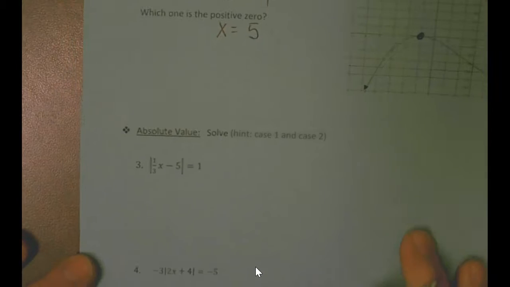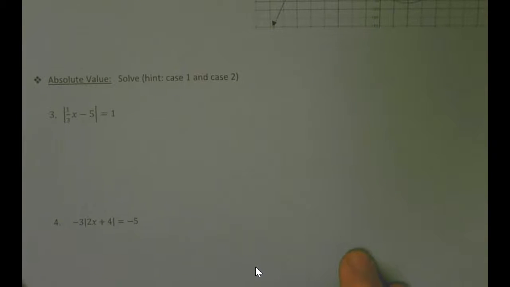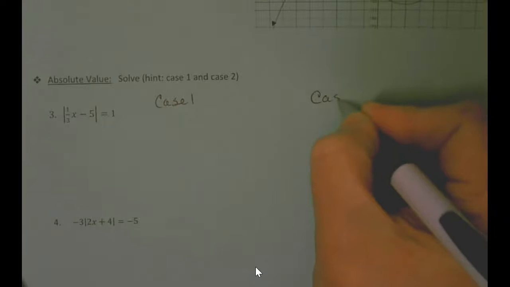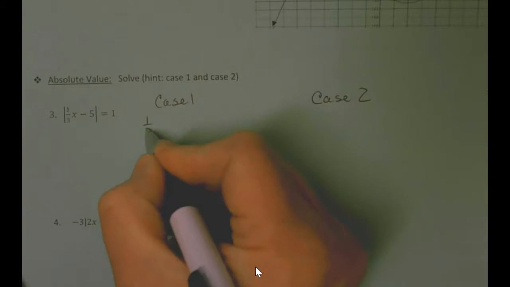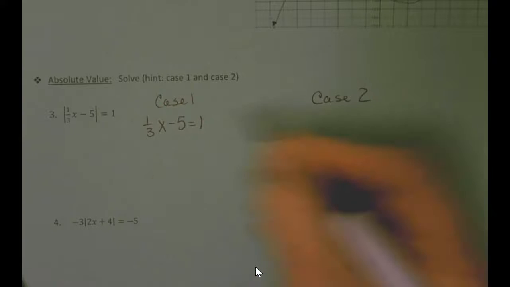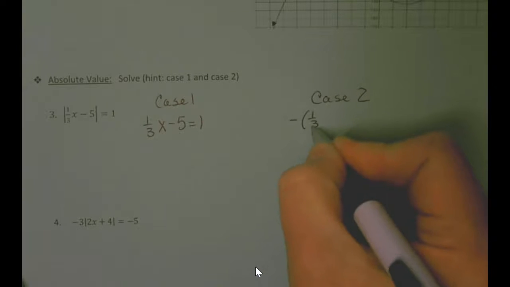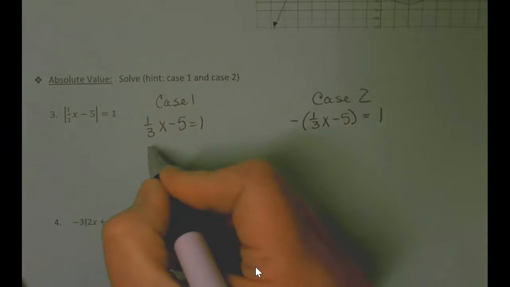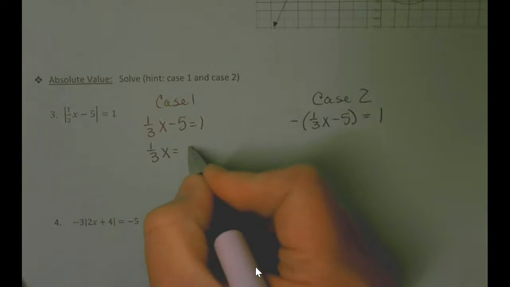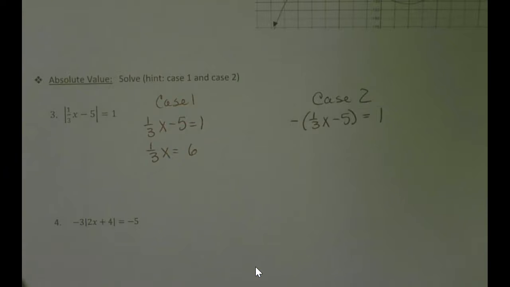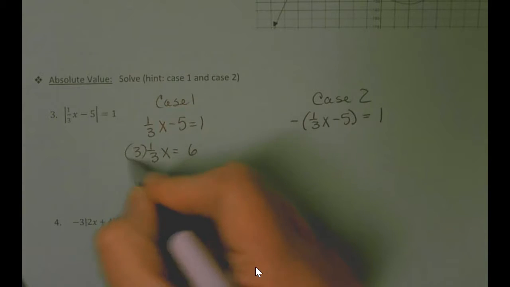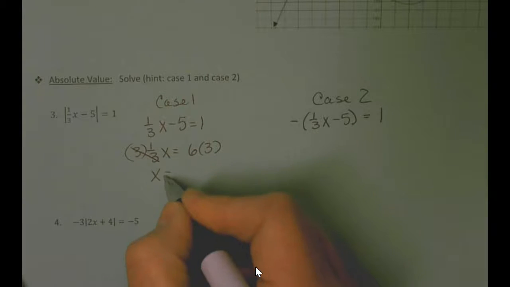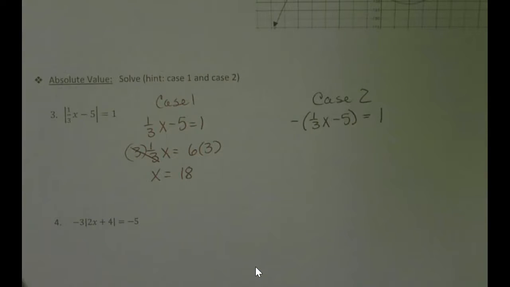In order to solve an absolute value equation, you have case 1 and case 2. This is 1/3 x minus 5 equals 1. This is negative 1/3 x minus 5 equals 1. Add 5 to both sides, and then multiply both sides of the equation by 3 so that that will cancel. That is the first answer.